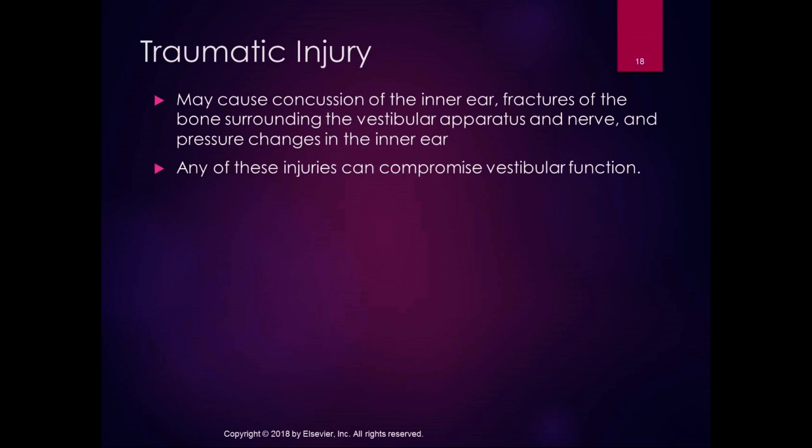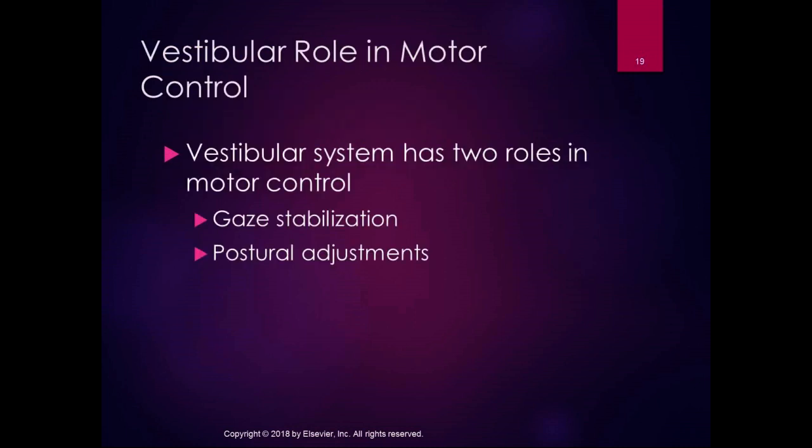So traumatic injury of any sort can cause concussion of the inner ear, fractures of the bone surrounding the vestibular apparatus and nerve, and pressure changes in the inner ear. So any traumatic injury involving any of these structures can compromise vestibular function. So the vestibular system has two roles in motor control. It contributes to gaze stabilization through the vestibular ocular reflex, and it contributes to postural adjustments.